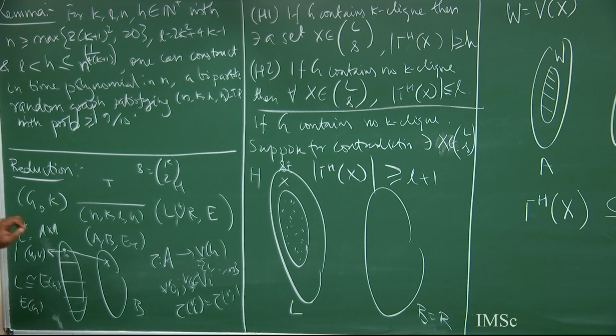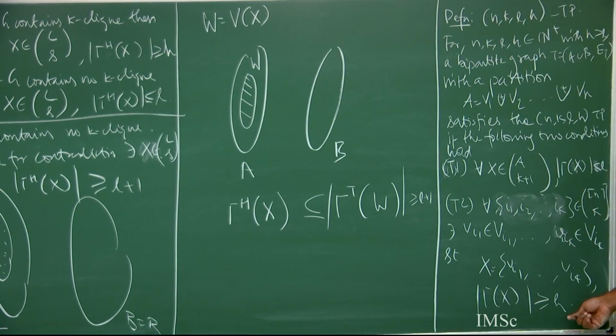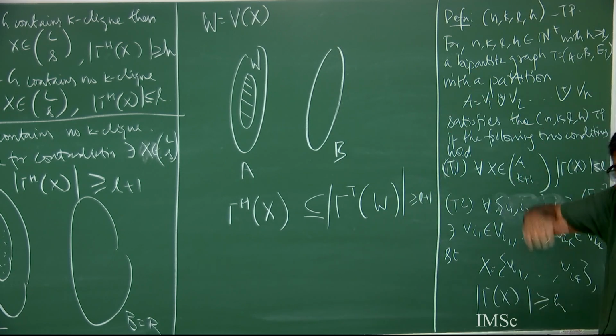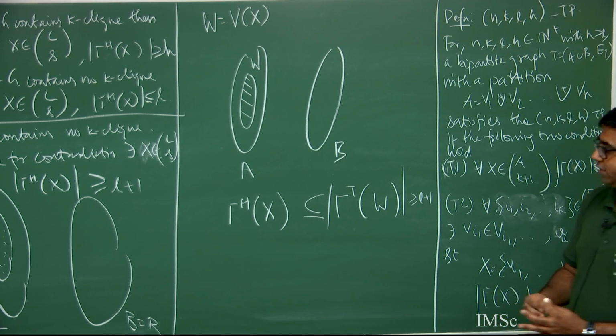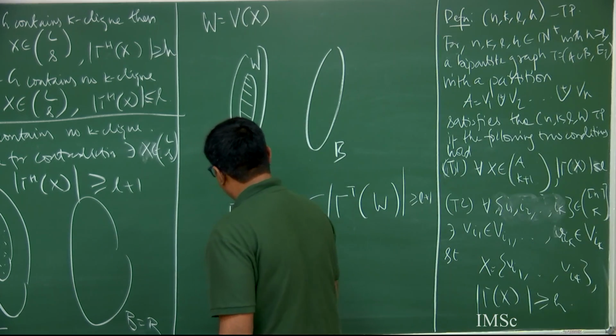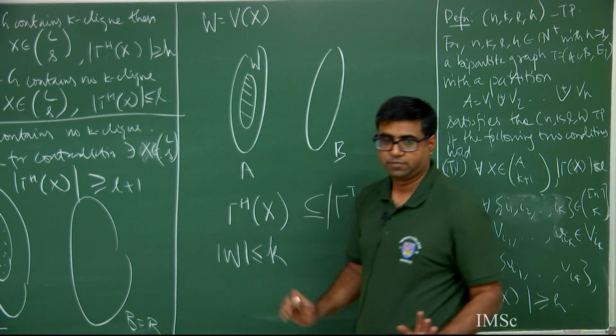Look, what does the threshold graph property tell us? If I have a set of size K plus 1, its neighborhood can only be at most L, right? So if I have an object of size L plus 1, all I can say is that the size of W is less than or equal to K. It cannot be K plus 1, and this is all that I am saying. So W is less than or equal to K.